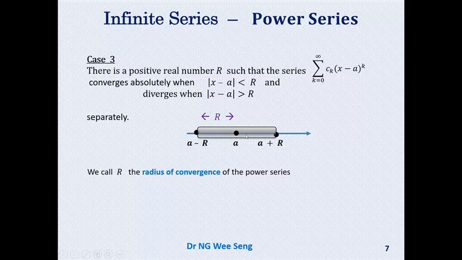And in this case, an interval surrounding the center of the series a. Capital letter R is half the length of the interval, known as the radius of convergence of the power series. So summing up, when given a power series, one of the three cases will occur. And in the subsequent videos, we will learn the techniques for determining which case it belongs to. And for case 3, we will learn how to find the value of R.